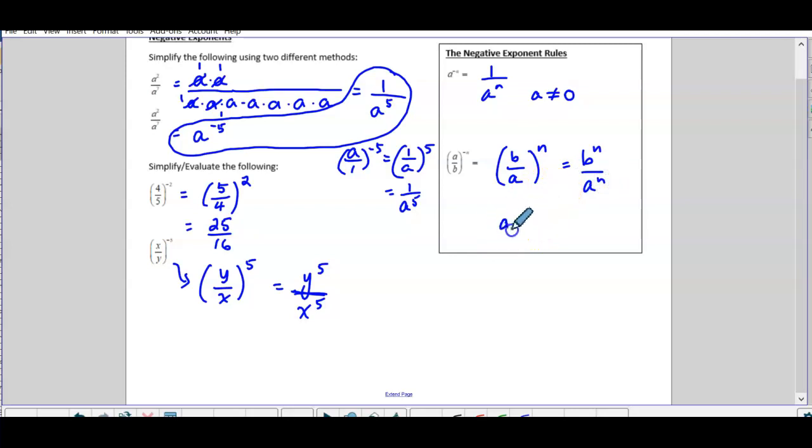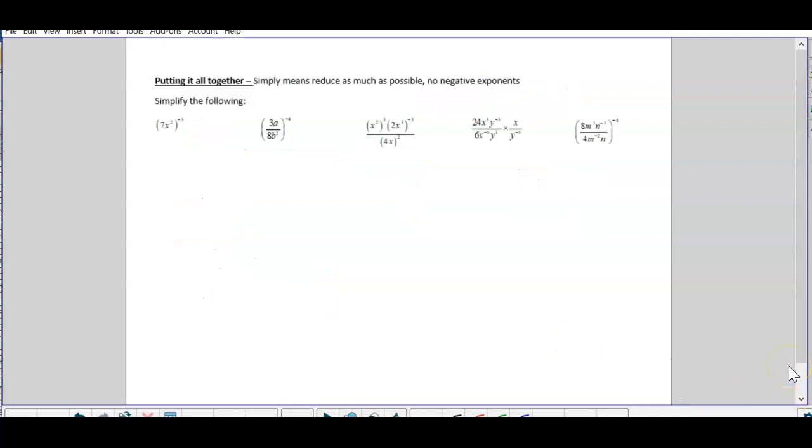And so both a and b cannot be 0. Okay, it just doesn't make sense for this. All right, so last thing, putting it together.